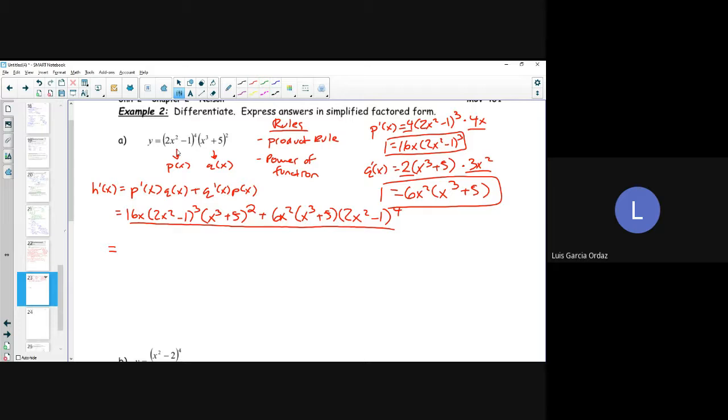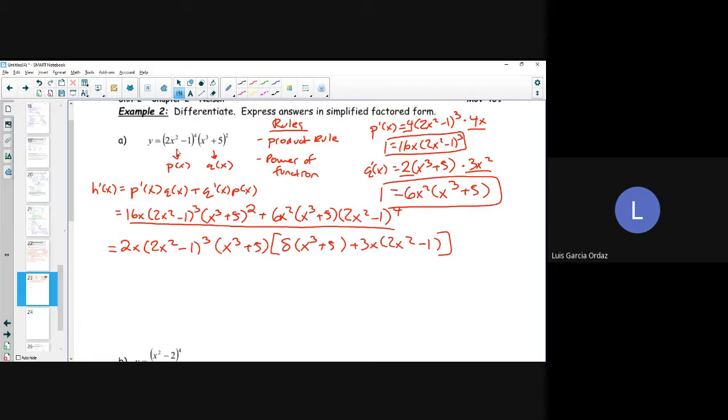So I can factor out 2x times (2x squared minus 1) to the power of 3 times (x to the 3 plus 5). Thank you, Priyanshu. So that's what I'm going to factor out: 2x times (2x squared minus 1) to the power of 3 times (x to the 3 plus 5). And if I factor that out, I get remaining 8 times (x to the 3 plus 5) plus 3x times (2x squared minus 1).